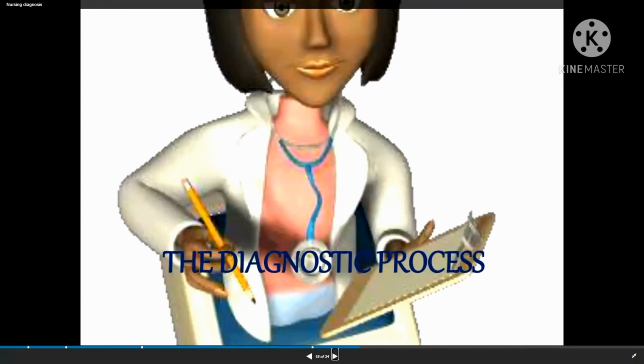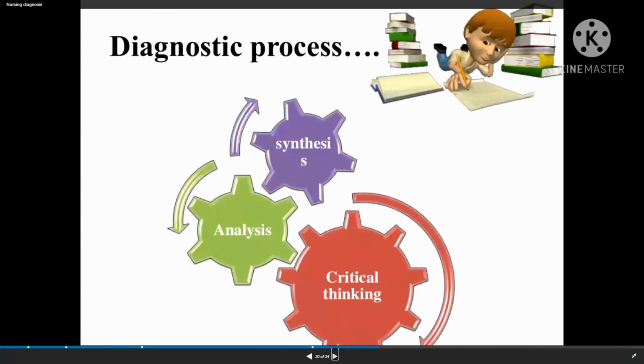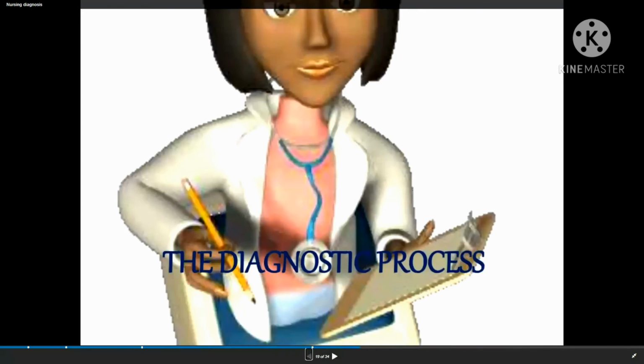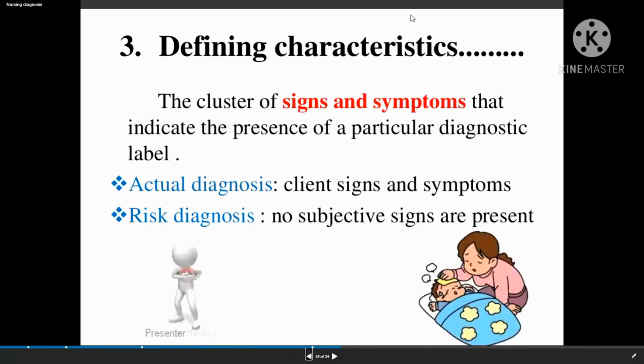So that's about the diagnosis. In the next class, we will learn about the diagnostic process. What are the steps that you use for the diagnostic process? I hope you have understood. Until then, if you have any doubts, ask me. Okay.